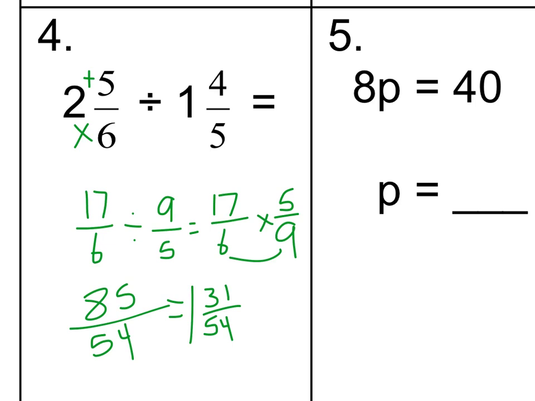And as far as I can tell, 31 and 54 do not have a lowest common or greatest common factor besides 1, which isn't going to change it. So I'm going to go with that.